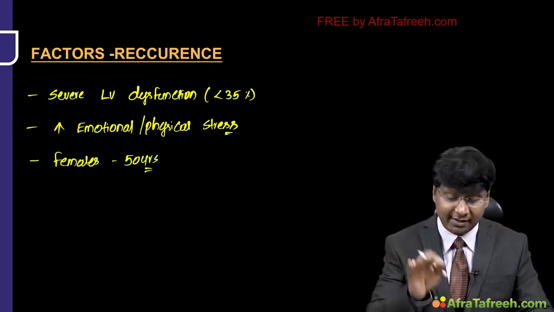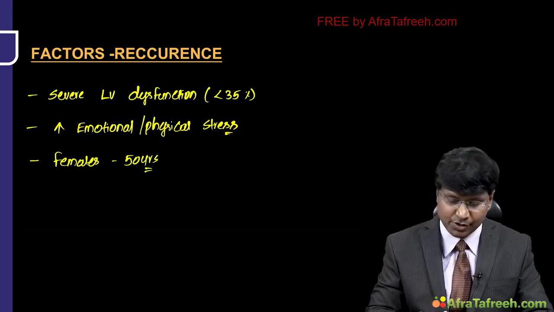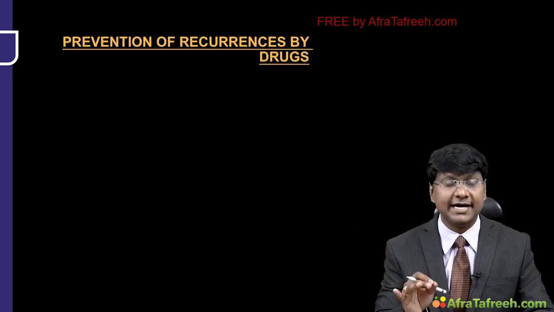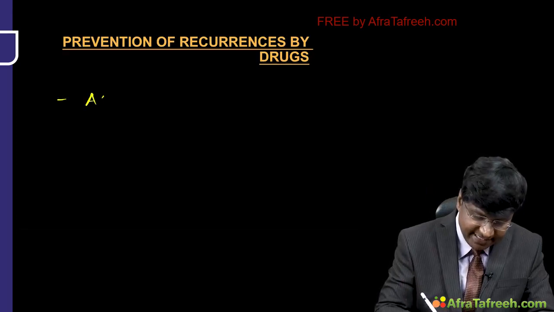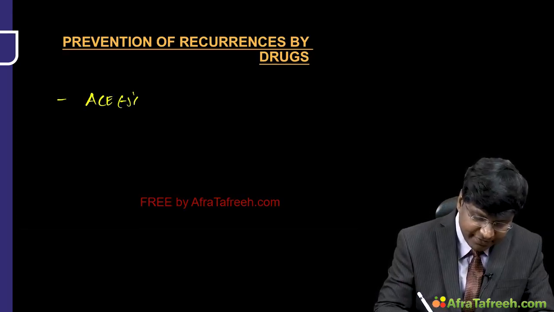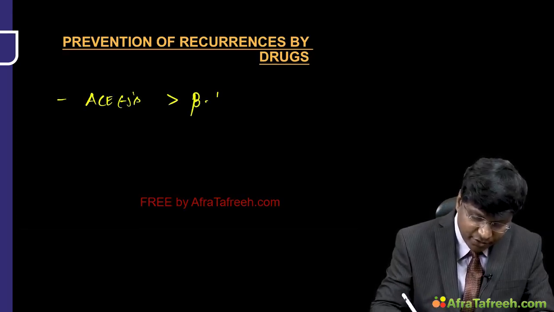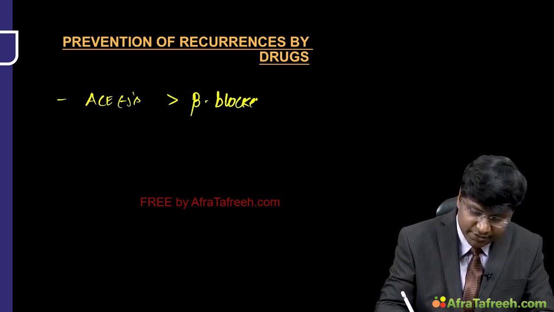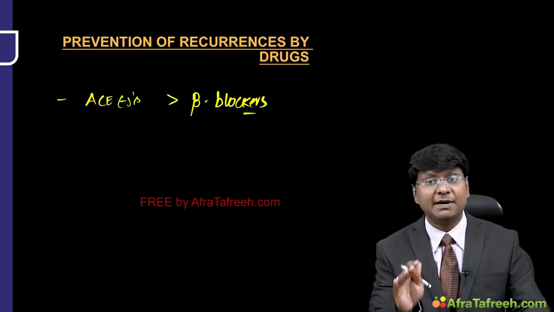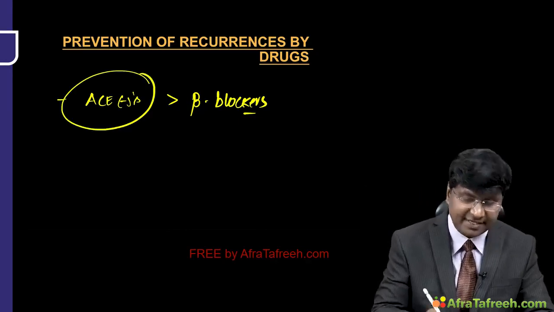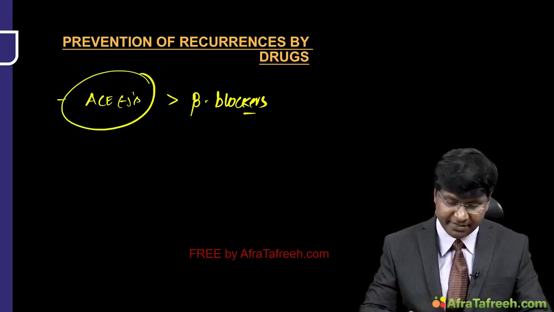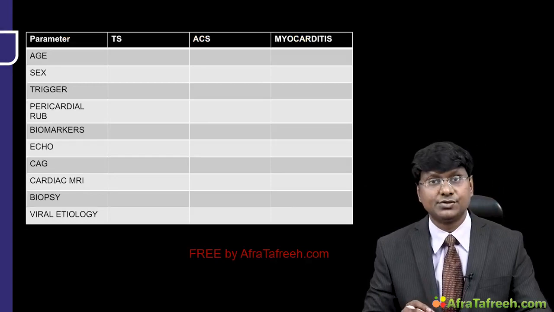And what are the drugs which can prevent the recurrence? The studies have shown that it is the ACE inhibitors which can prevent the recurrence compared to your cardioselective beta blockers, right? Multiple studies have been done, and these multiple studies have shown that ACE inhibitors are more preferred compared to beta blockers to prevent the recurrence, right?